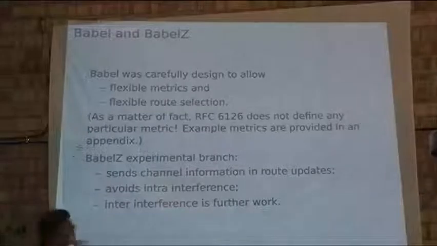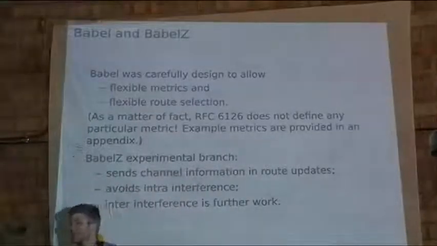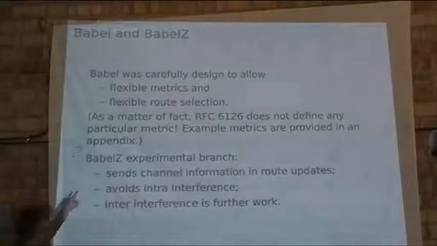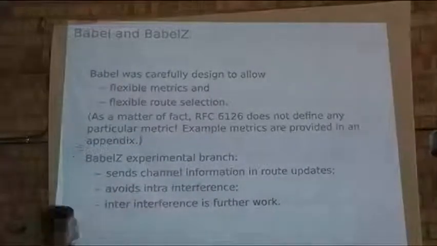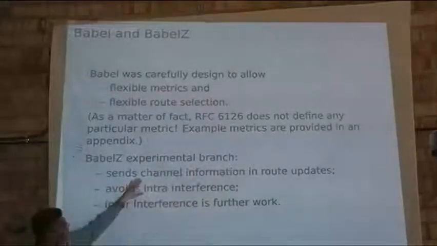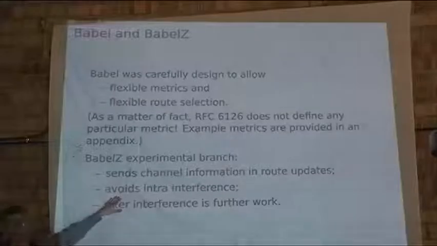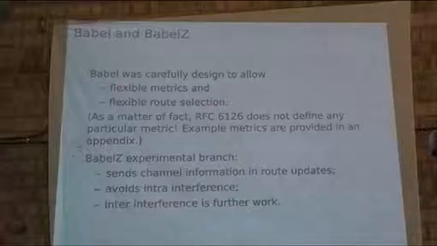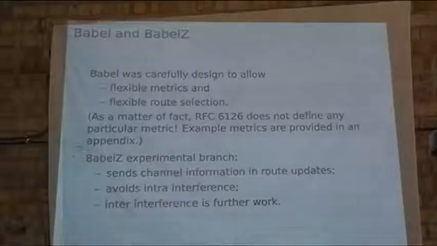There is an appendix in the document that says, look, we've tried those metrics and they work, more or less. Okay? If you have any better ideas, we're interested. Now, BabelZ, with the Z being in honor of Zubab, who explained those things, the interference things, for the first time to me, sends explicit channel information in route updates, which allows it to avoid, to a certain extent, if there are enough radio channels, intra interference, and doesn't do anything about inter interference.